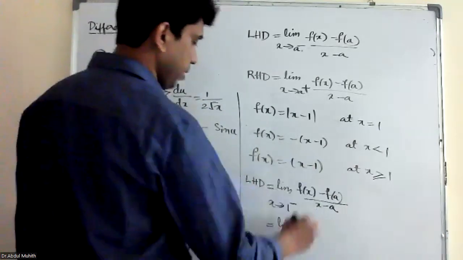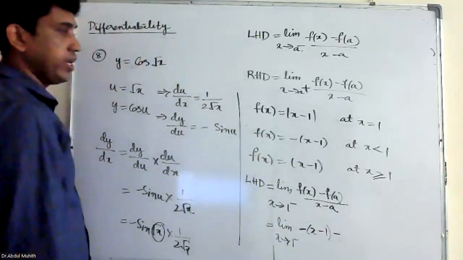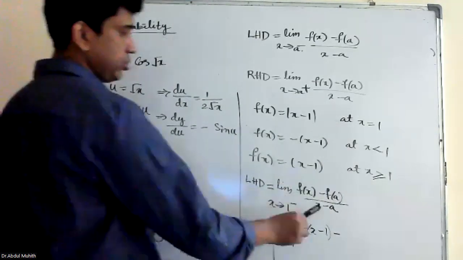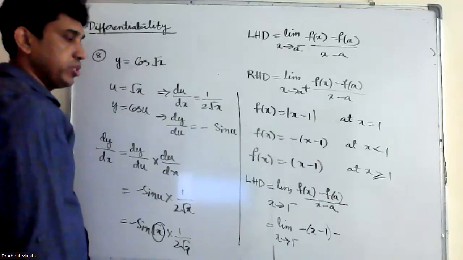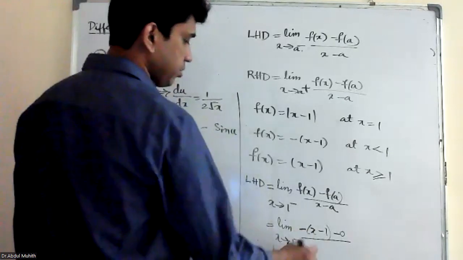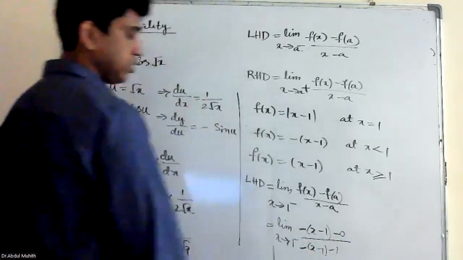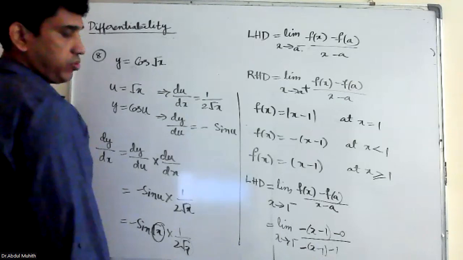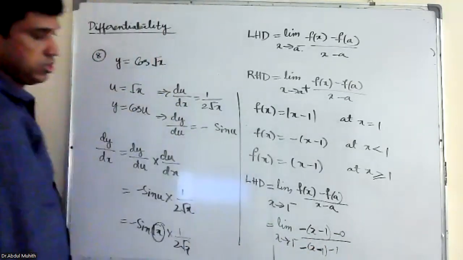F of x is minus x minus 1, minus f of a. What is f of a? If you substitute 1 over there, how much will it become? If you substitute 1 here, 1 minus 1 will become 0. Then 0, divided by x minus a, which is x minus 1. So that will be 0 as well, right? That won't be 0 because it is minus 1 right here.